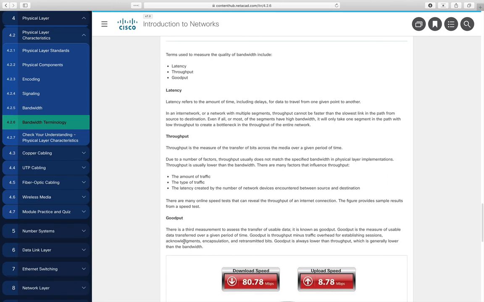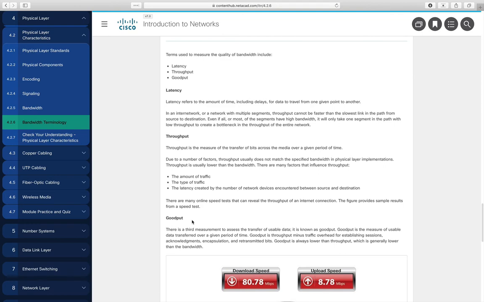There's also another term. I'm not a big fan of this term, but it's in the curriculum, so we'll talk about it, which is goodput. There's a lot of overhead when we do encapsulation. We talked about adding headers and possibly trailers to data as we encapsulate it. That all takes up space that is not actually data that we're transmitting. So goodput is the measure of actual good usable data that is being transmitted minus any overhead.